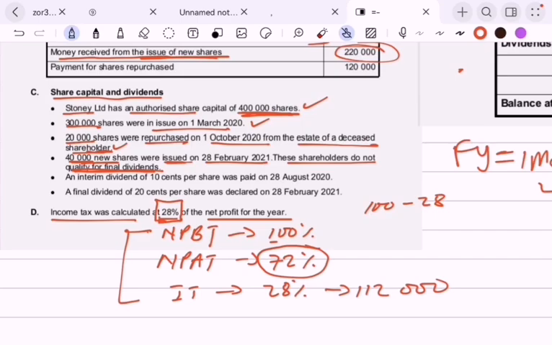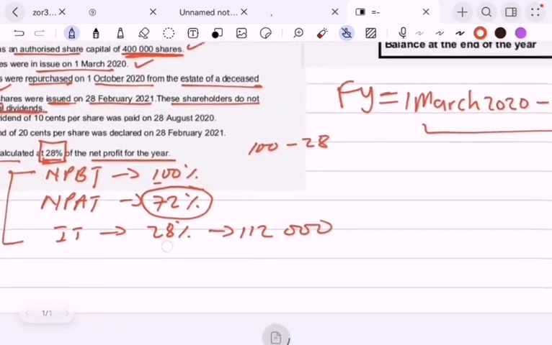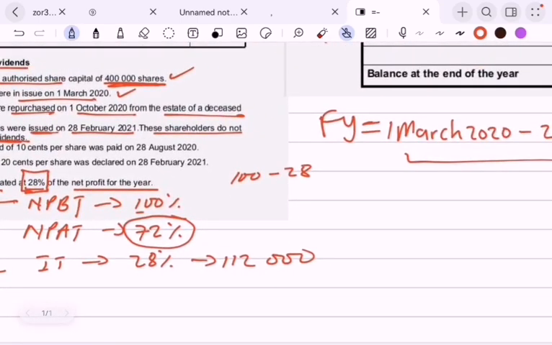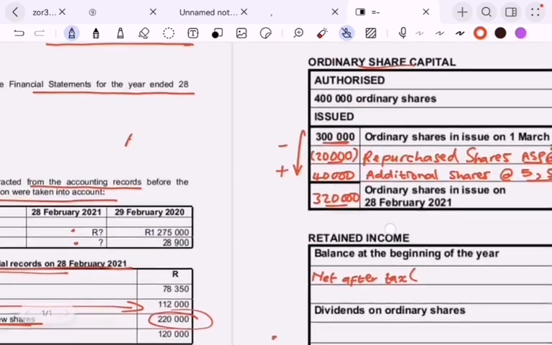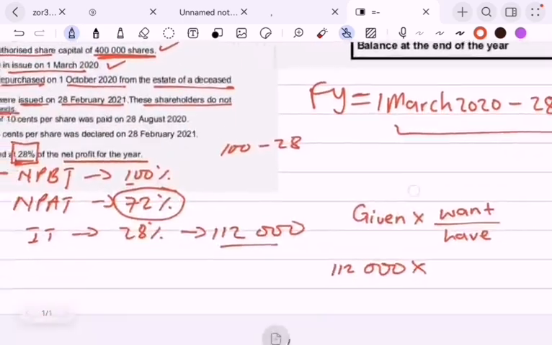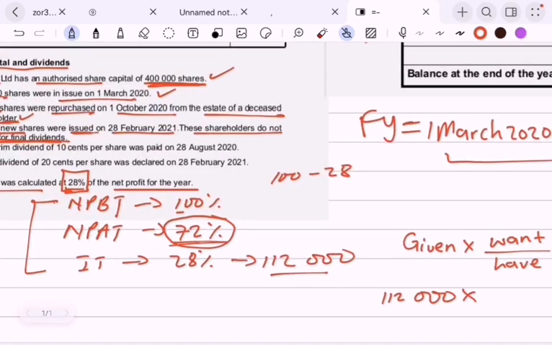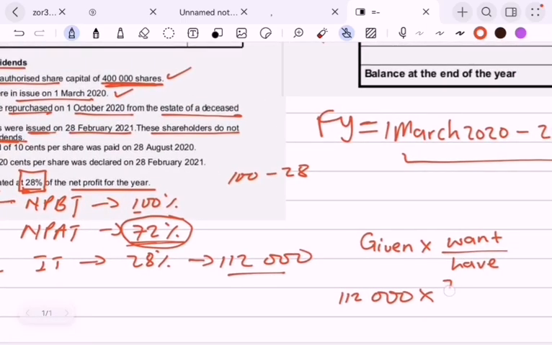So the income tax, they said it's 112,000. Beautiful. Then you still want to apply the method which we were all taught in the lower grades. Given times what you want over what you have. What were we given? We were given 112,000. What do we want? We are looking for the net after tax. And what is your net after tax? It's 72. You quickly want to substitute the 72 there.